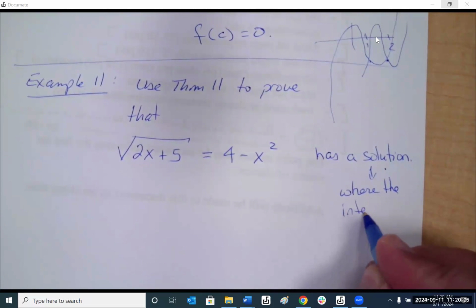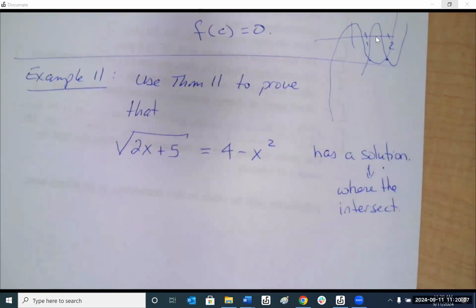Where they intersect. If you only have one equation, the solution is where it crosses the x-axis. If you have two or more equations, a solution is where they intersect, if anywhere.